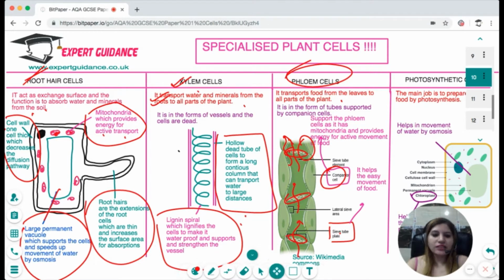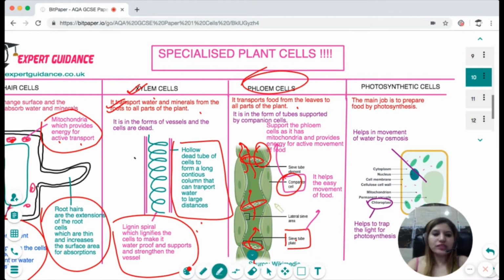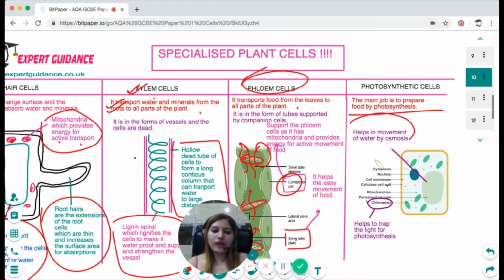The last is the photosynthetic cell. The function of the photosynthetic cell is to prepare food by photosynthesis. So it has a large vacuole which helps in the movement of water by osmosis.